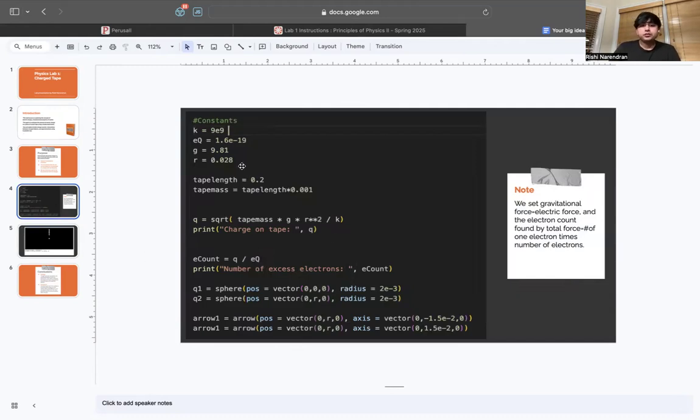This is our GlowScript code that we used to create a computational model. In the process, we had to make a couple of key assumptions. First, we say that the gravitational force and the electric force acting on the tape are equal. Then we use F equals QE. We say that the net electric force coming from all the electrons is equal to the charge of an electron times the number of electrons there are.